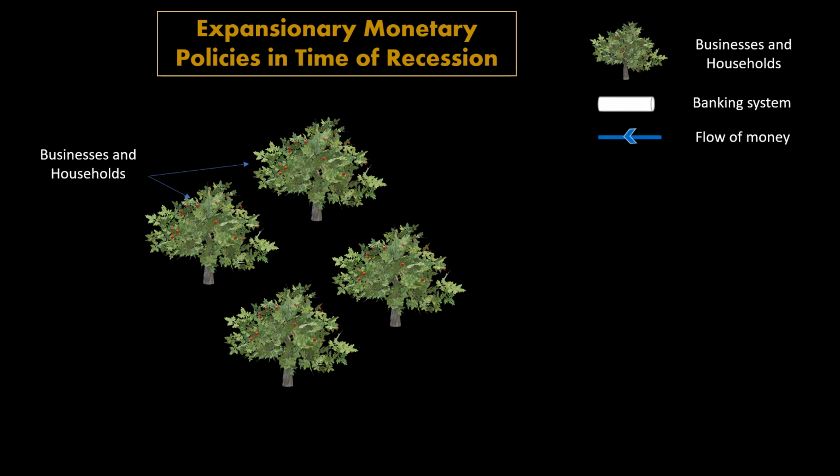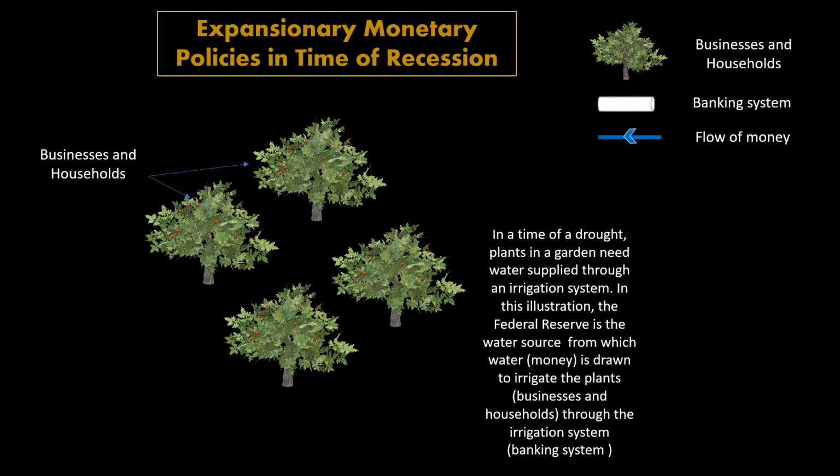businesses and households are represented by plants in a garden. And in a time of drought, plants in a garden need water supplied through an irrigation system. In this illustration, the Federal Reserve is the water source from which water, which represents money, is drawn to irrigate the plants, which are businesses and households, through the irrigation system, which is the banking system.